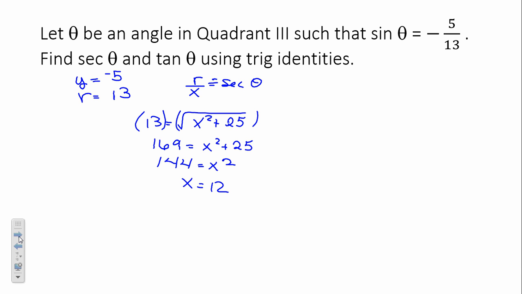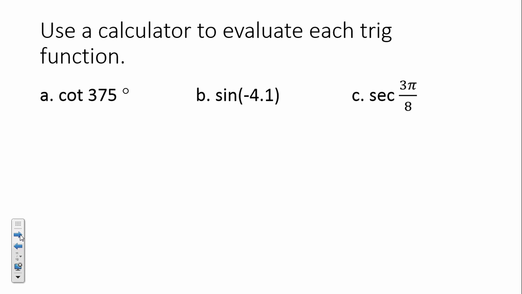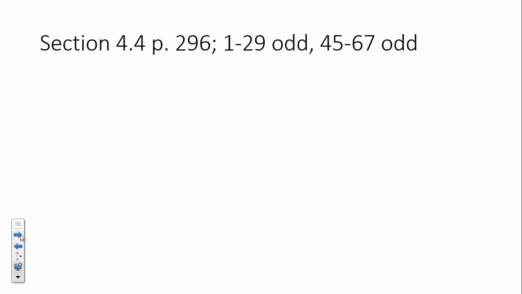So our secant is going to be 13/12. And our tangent, negative 5 over 12. We'll talk about the trig identities next chapter some more, so we don't have to use that method. I think you guys can do all of these, right? Now, there's your assignment.